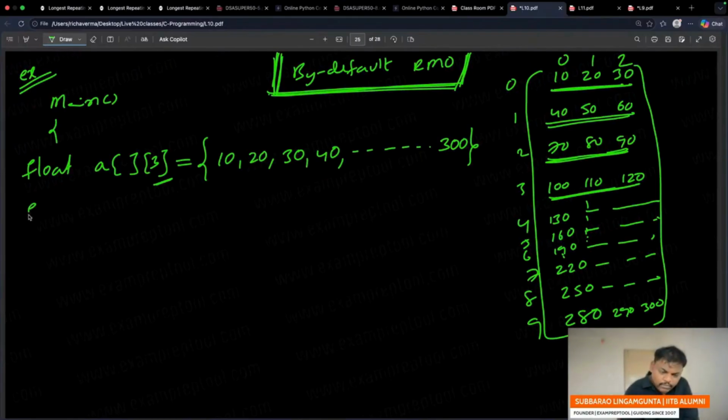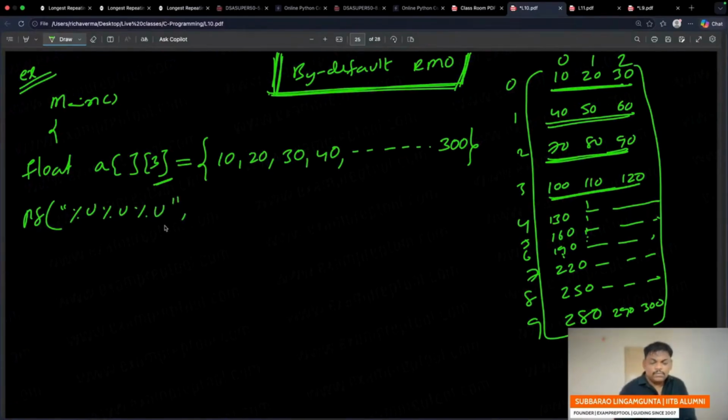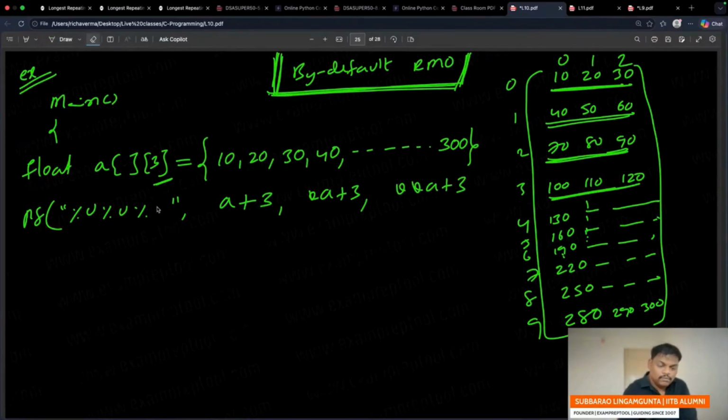So next one, let me write float. Oh, the declaration is already done. So I want to write a printf statement. Printf percentage u, percentage u, percentage u. So let me write now. A plus 3, star A plus 3, star A plus 3, which is percentage d.